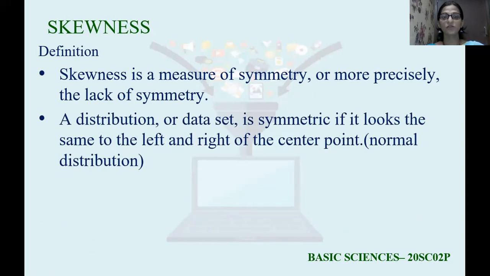A distribution or a data set is said to be symmetric if it looks same to the left and to the right of its central point. To say that any data set is symmetric, all the data values given in the set must be distributed in the same way from the central point.